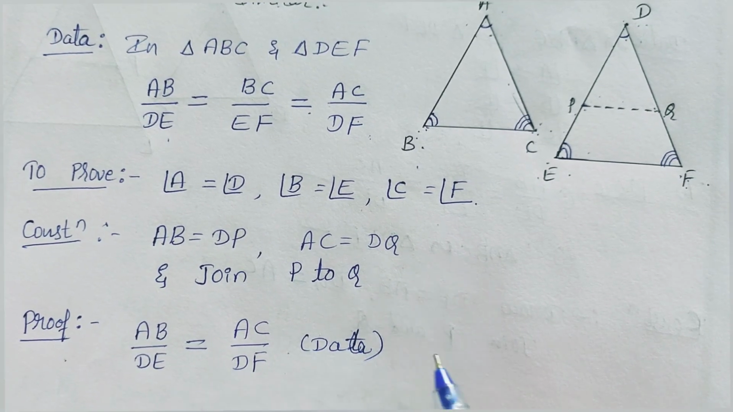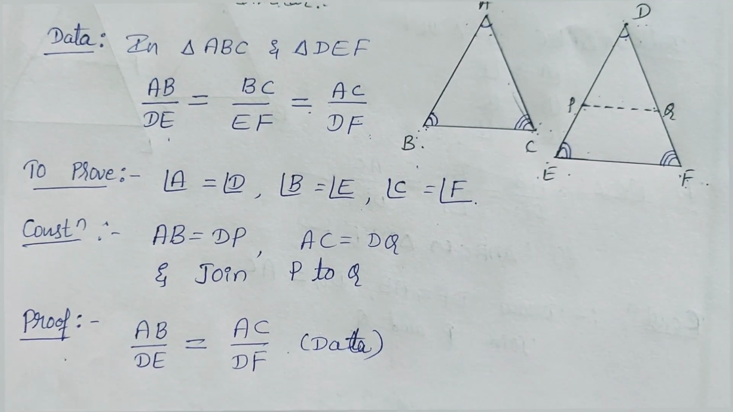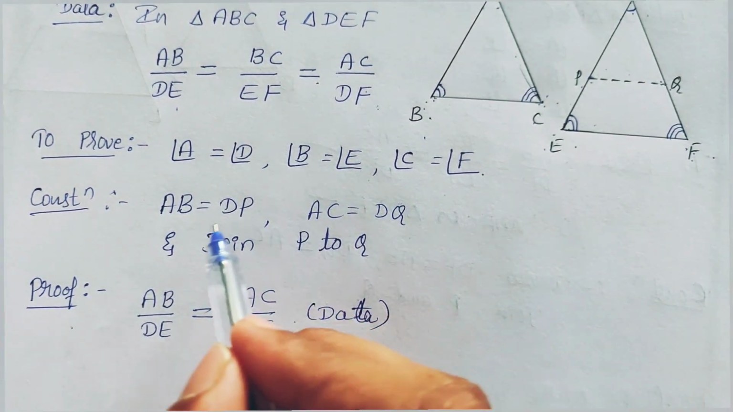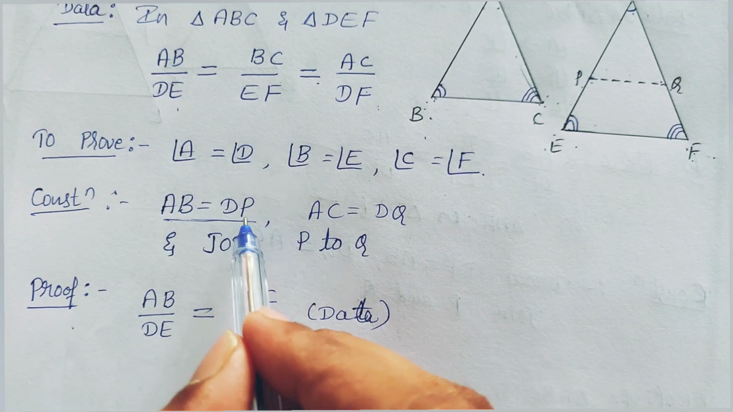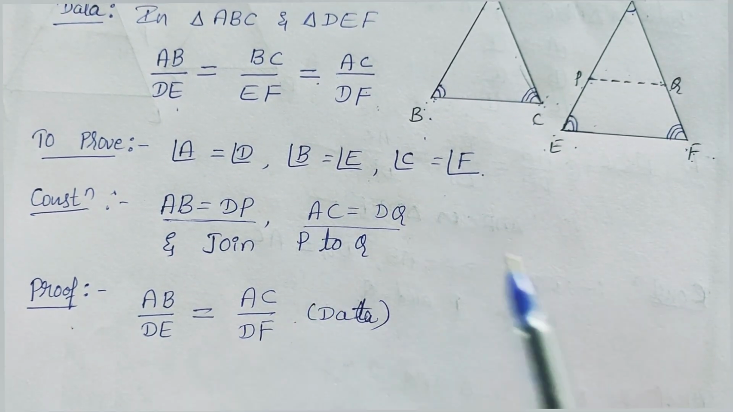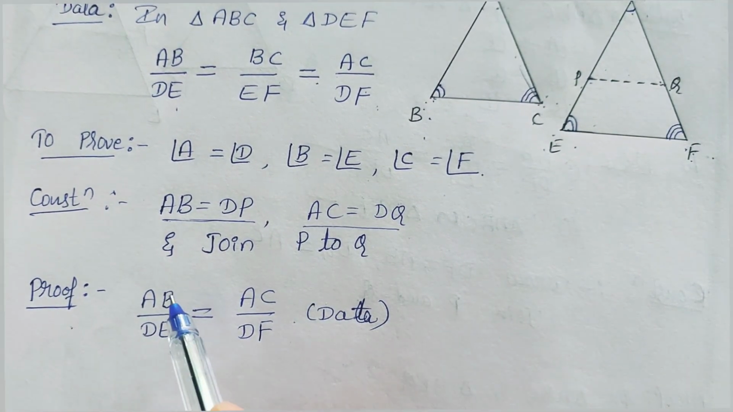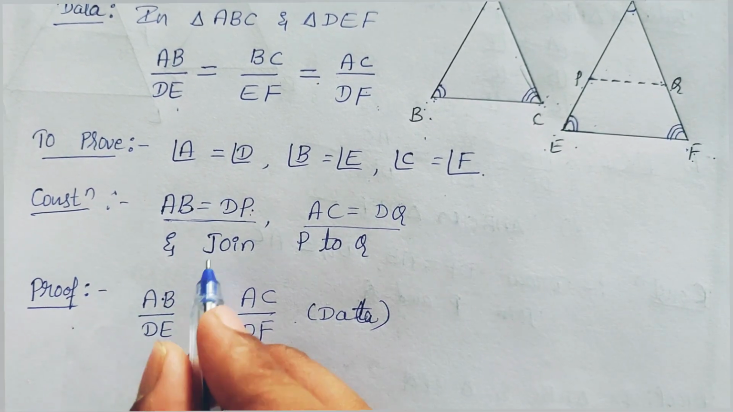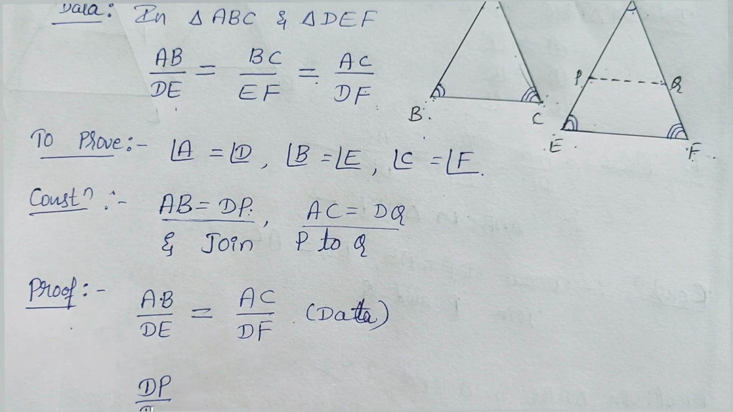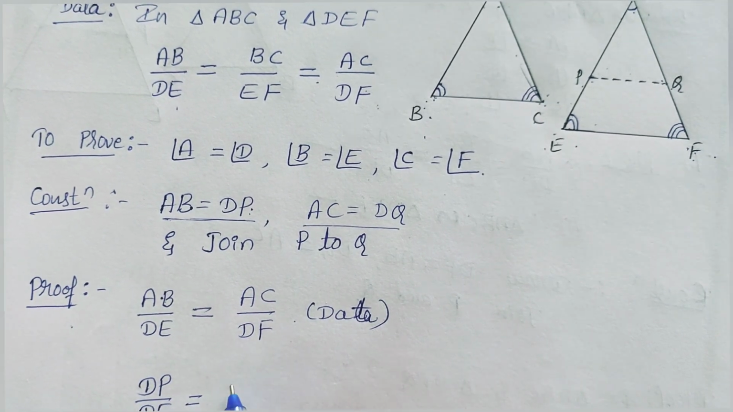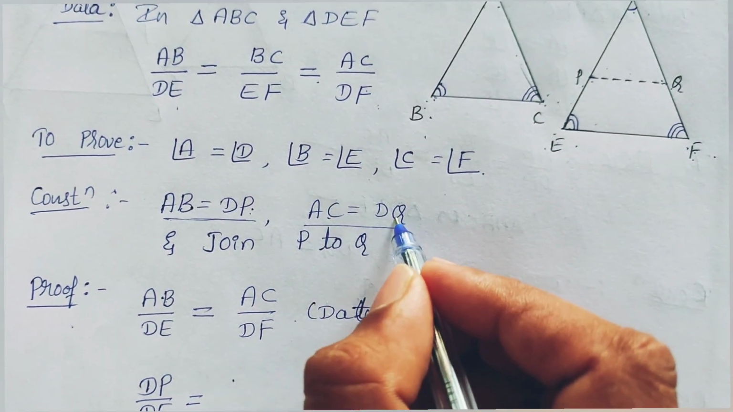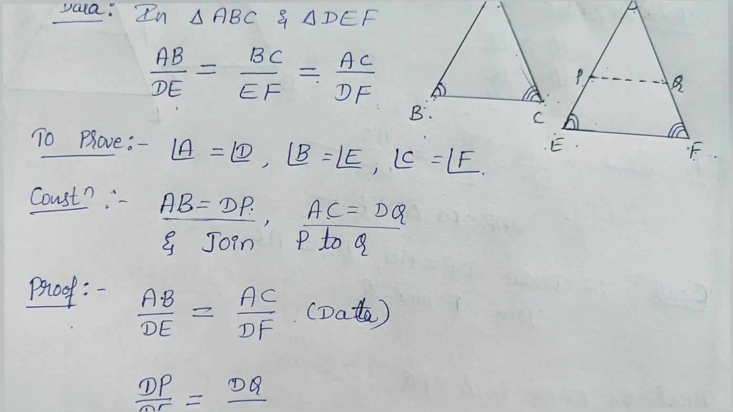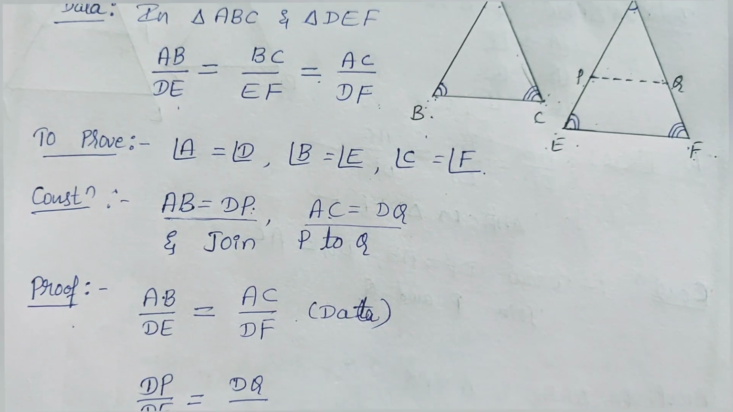You have to write here in the bracket from where you got that equation. So just observe the construction here. AB and DP are of the same length, AC and DQ are of the same length. I can replace AB by DP. That is, in place of AB I can replace DP divided by DE is equal to, in place of AC we can write DQ divided by, the denominator is the same, DF.